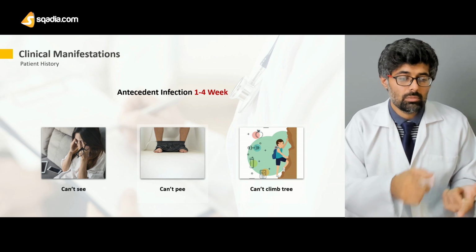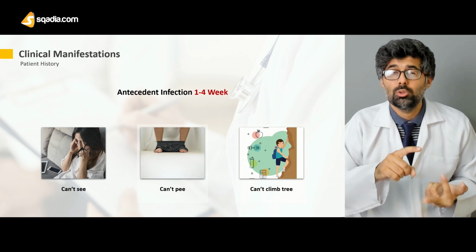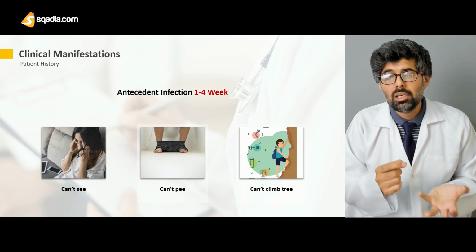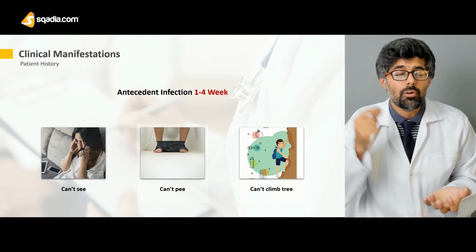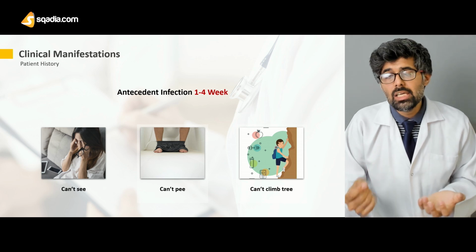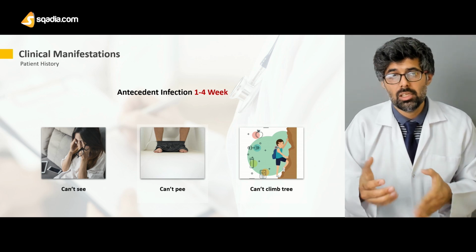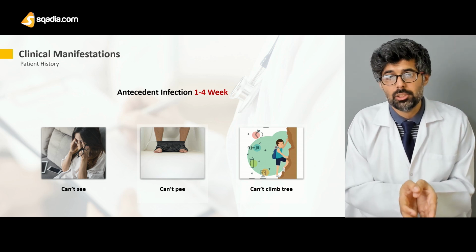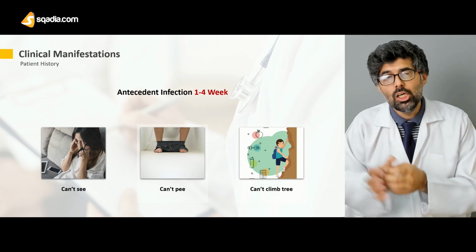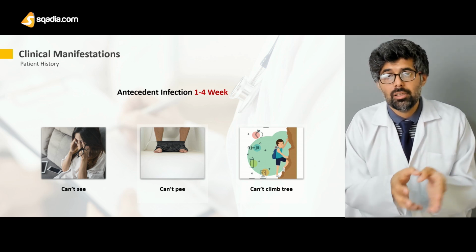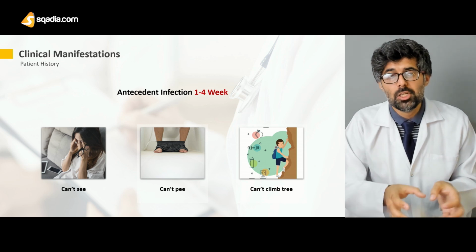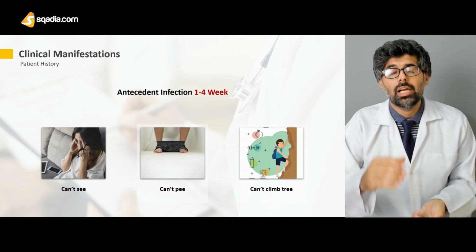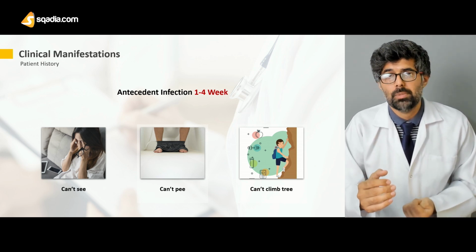The triad being, as for can't see, it is usually the conjunctivitis, that is the inflammation of the thin layer that covers the sclera around the eyeball. Can't pee refers to the urethritis, the inflammation of the lining of the urogenital system. And can't climb a tree refers to the arthritis. The patient suffers from such a degree of arthritis that climbing a height is usually not possible.